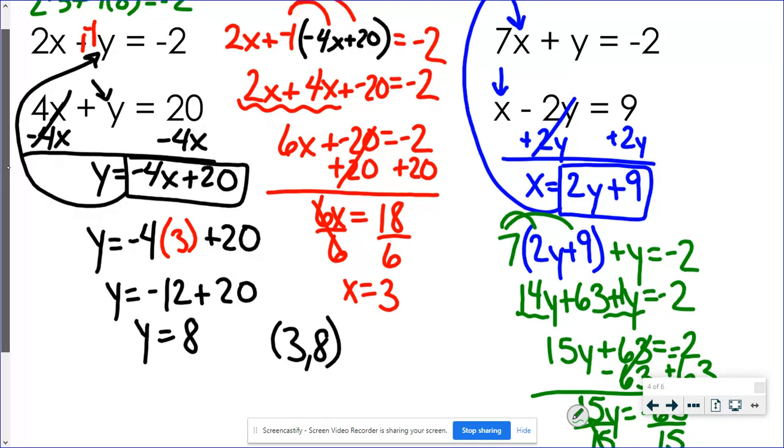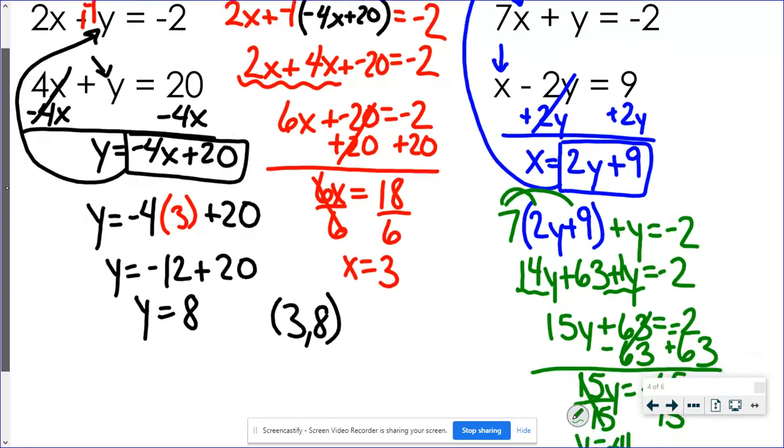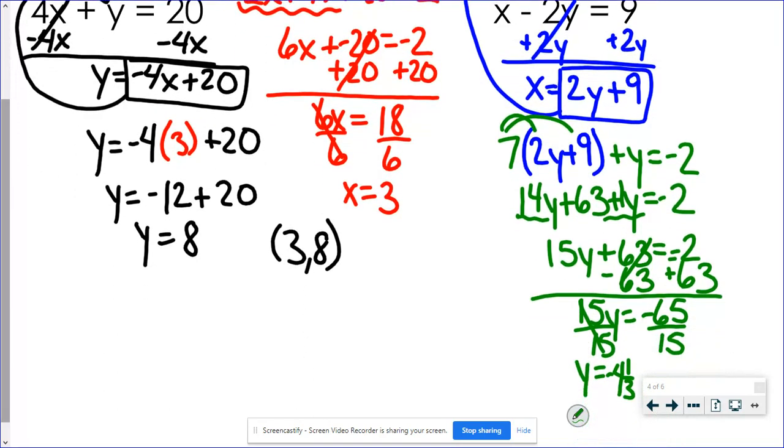Now that I know that, I still need to find the x. If I substitute that in place of, in this equation right here, again, it's going to be really squished if I do that, so I'm going to move down here a bit. I'm going to say that x equals 2 times a -4 1/3 plus 9.